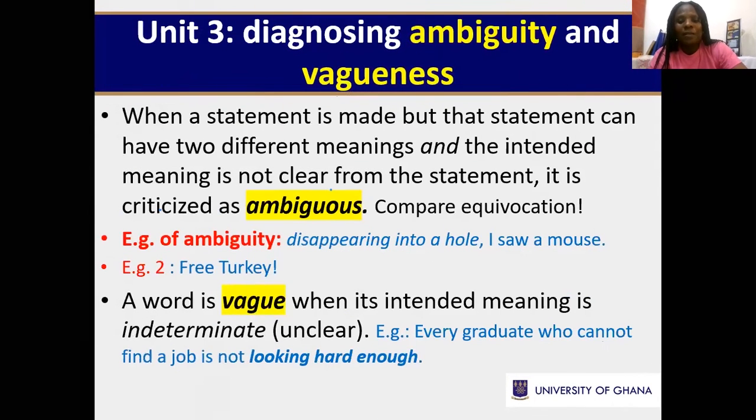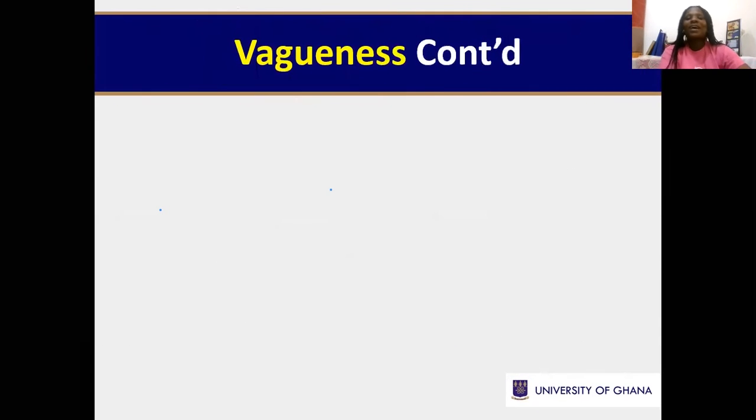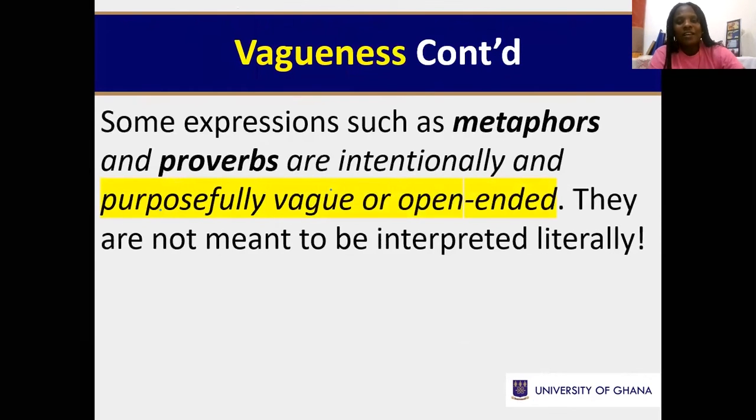Being vague. An example is this: "Every graduate who cannot find a job is not looking hard enough." Brothers and sisters in the Lord, what does it mean to look hard enough? Should we go stand by the newspaper stand and look hard? How? What does that mean? It's vague, it's indeterminate. Now there's a caveat here quickly, then we can start ending.